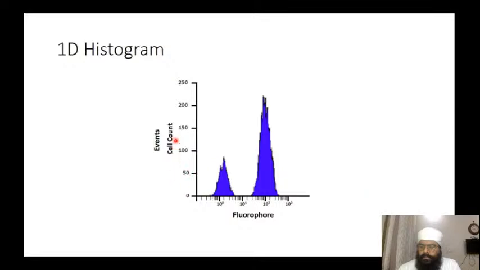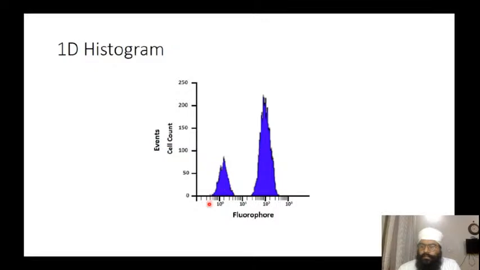Here we have the cell count, or the events, as we call them, passing through the laser beam. And here we have the signal of the fluorophore. So when I have a high signal of fluorophore, then these are the cells that are expressing the protein of interest. And the cells that give a low signal on the fluorescence detectors are the cells that are not expressing the protein.